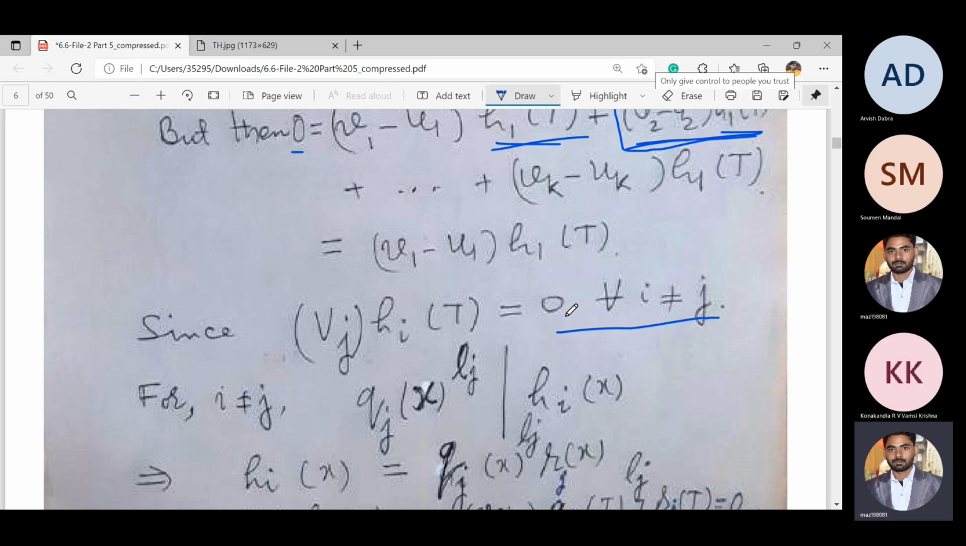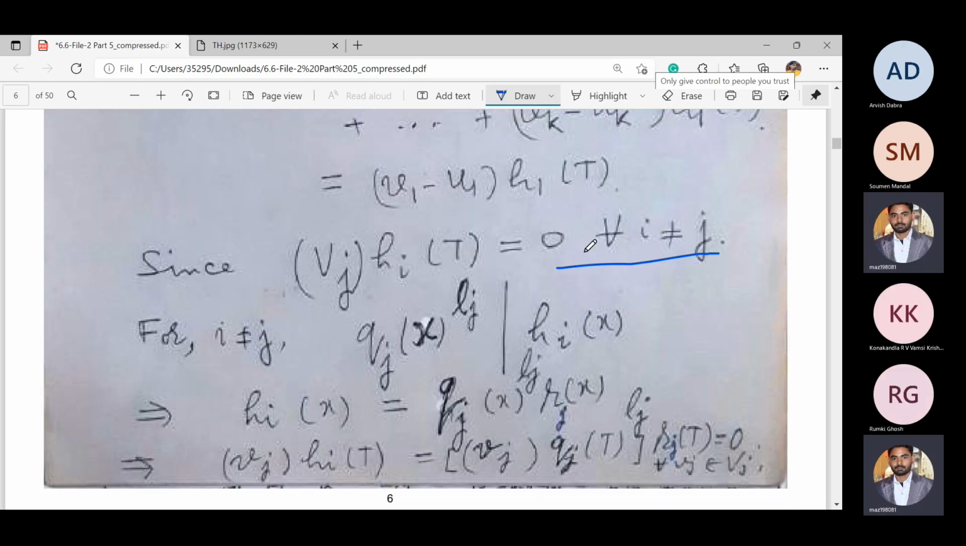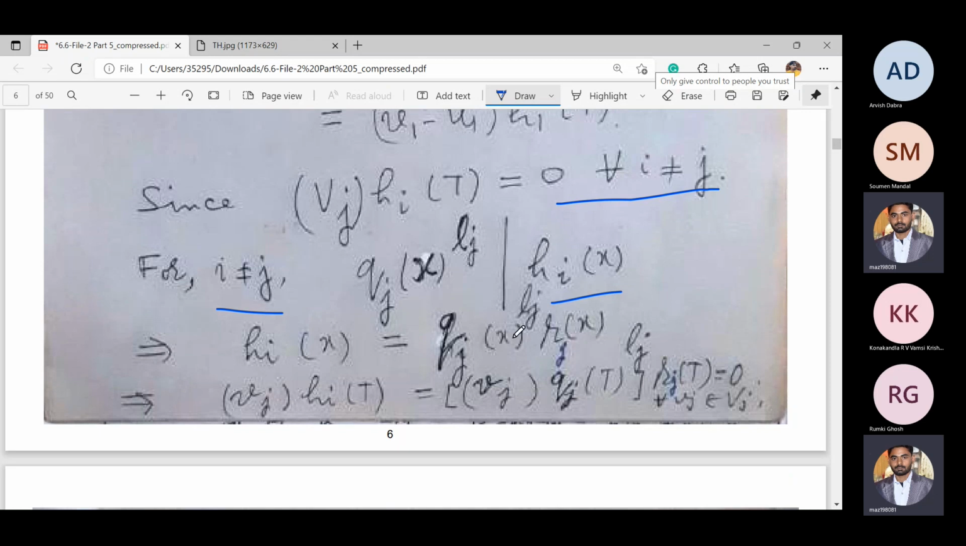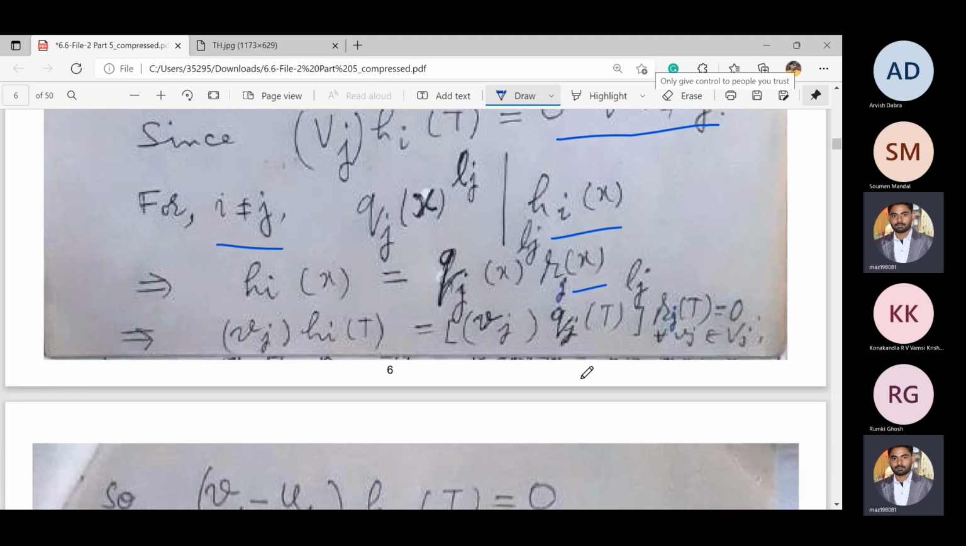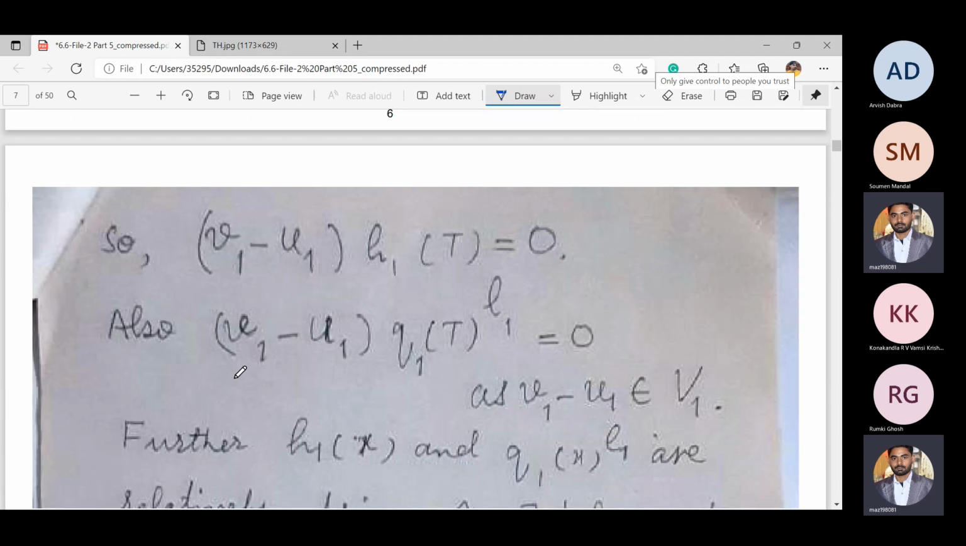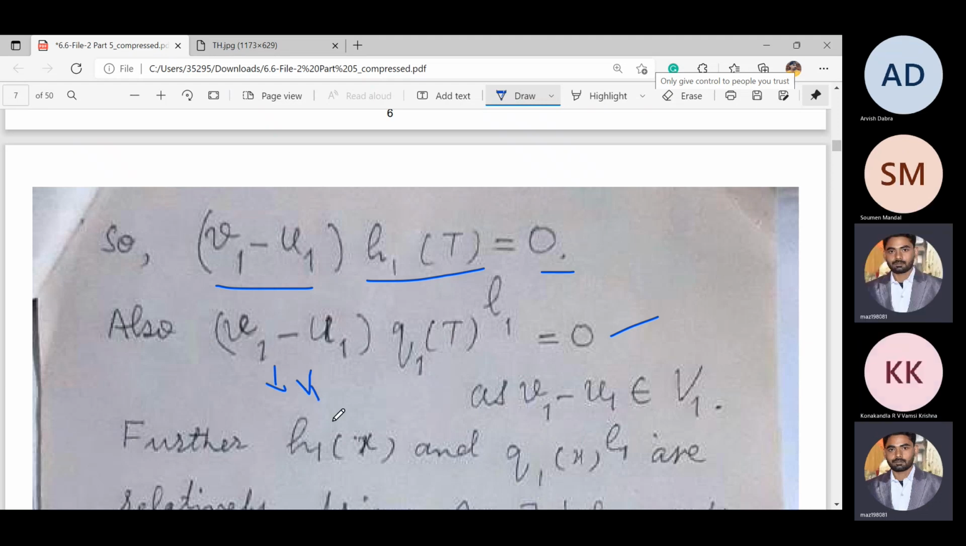Because we have shown, as written here, that for i not equal to j, Qj(x) raised to Lj divides Hi. So Hi is a multiple of Qj with some Rj. So when we apply Vj on Hi(T), it becomes 0. So finally we have (V1 minus U1) H1(T) equals 0. Also (V1 minus U1) Q1(T) raised to L1 equals 0. We have this one because this one belongs to V1. We take small v1 minus small u1, both are in V1, so their difference will be in V1.